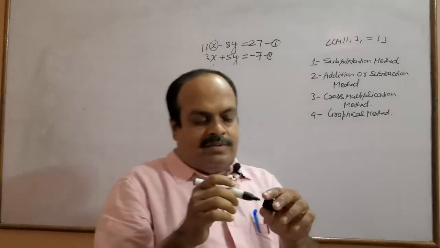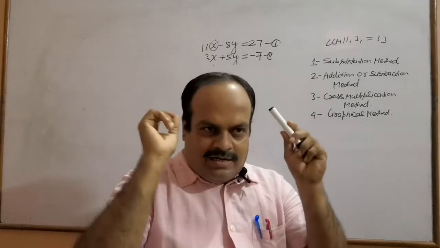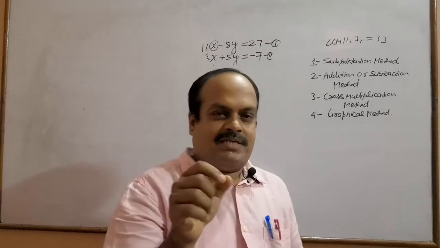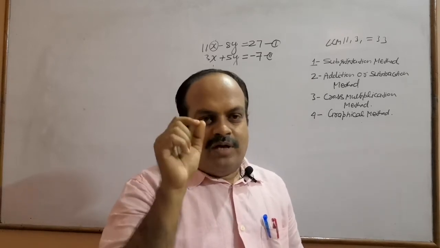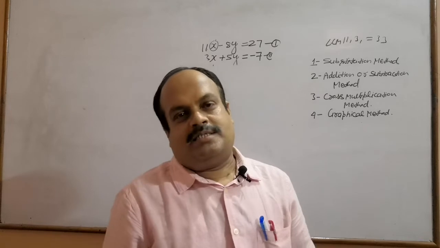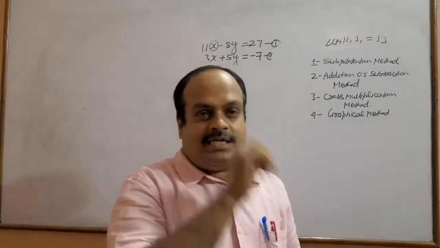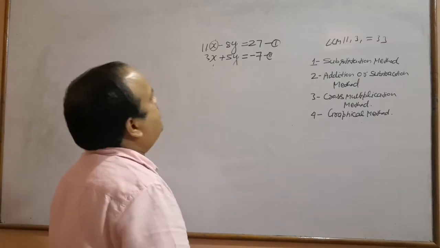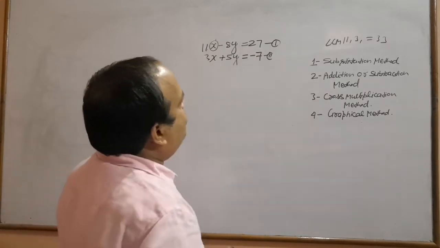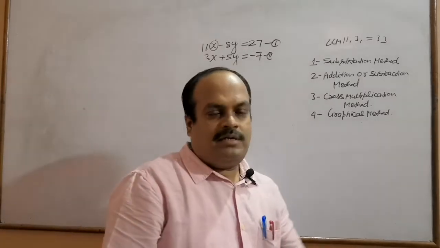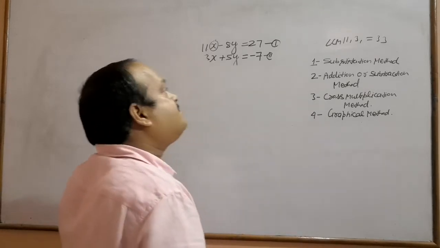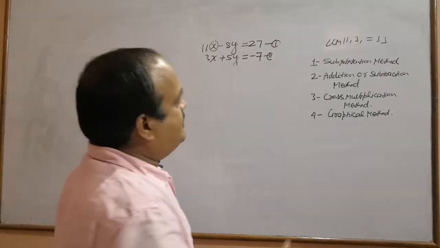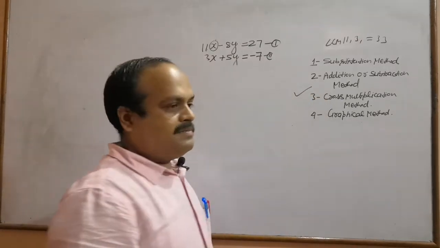You have to watch, because every year in the home exam, one question based on cross multiplication will be asked. Every year it is asked. So 11x minus 8y equals 27, 3x plus 5y equals minus 7. Let us get the answer by the cross multiplication method.